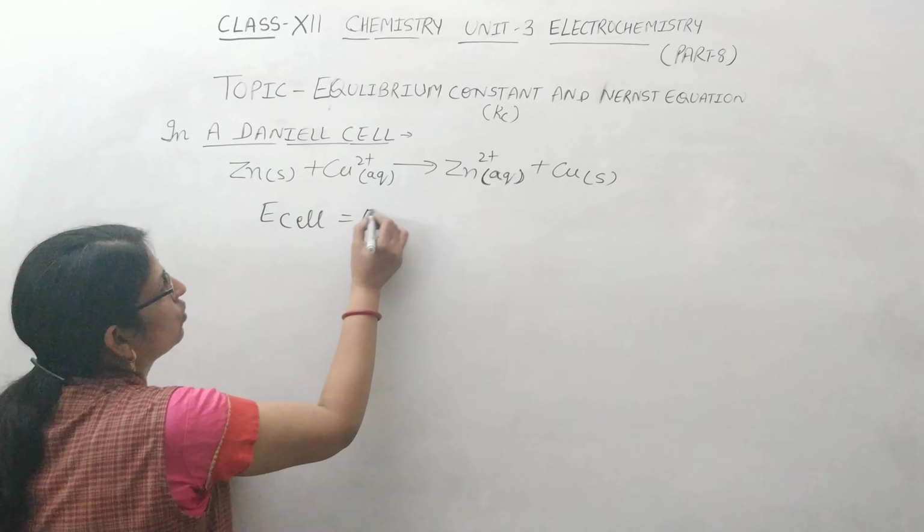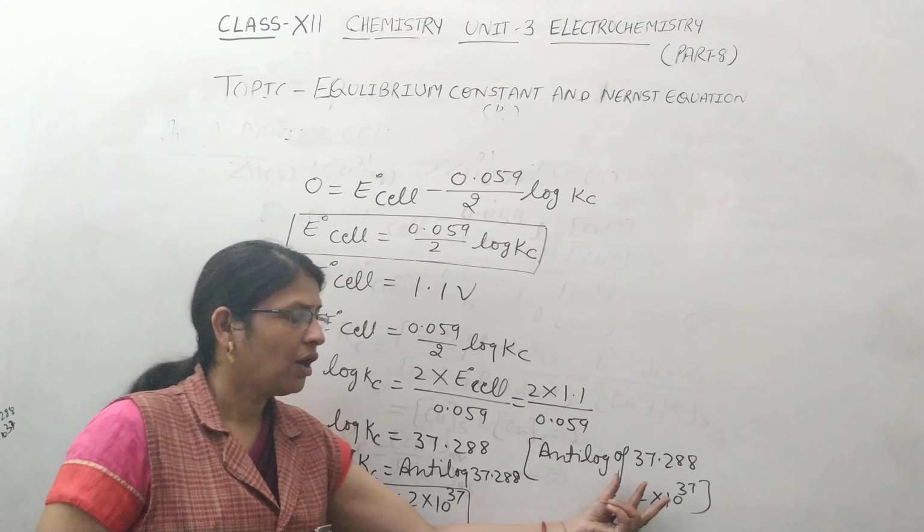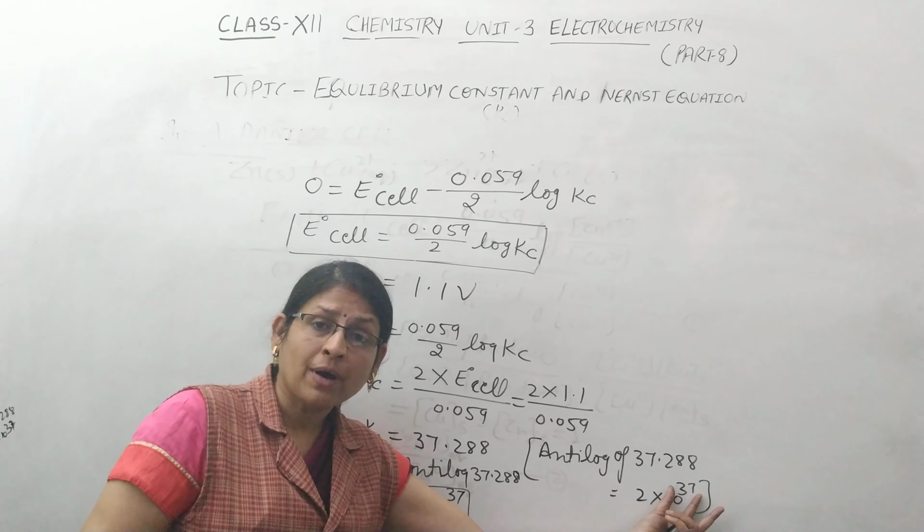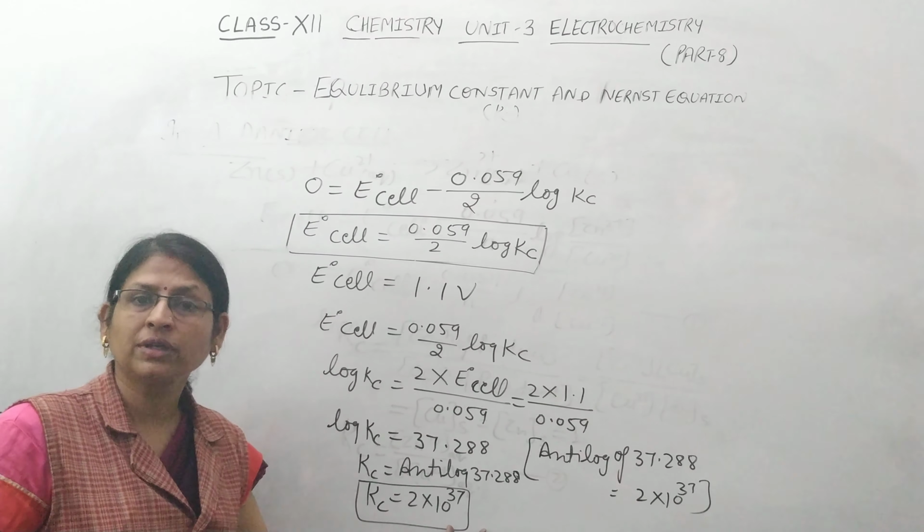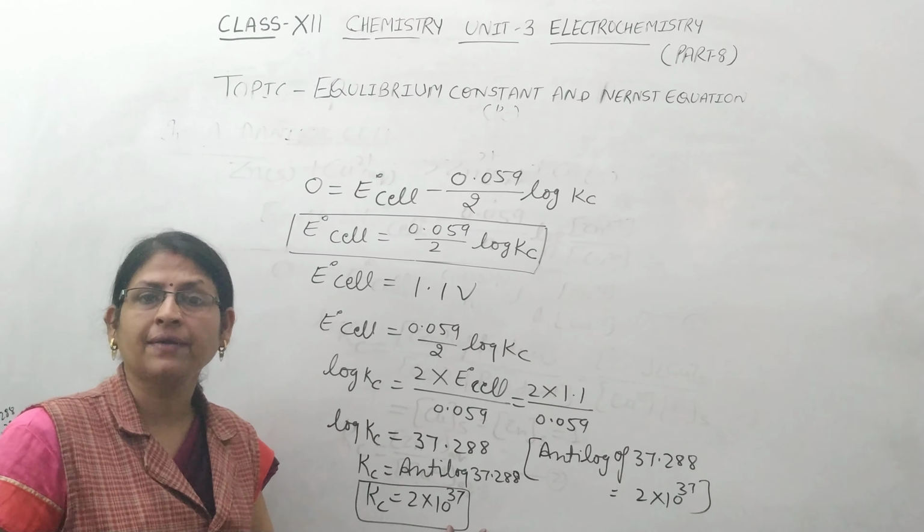So what we will do? First of all we just take this formula: E naught cell is equal to 0.059 upon 2 log Kc. We find log Kc. Okay students, so we got the Kc value from here. Log Kc is equal to 37.288. Take the anti-log for Kc. Anti-log of 37.288 is equal to 2 into 10 to the power 37. The anti-log value is given to you in your numerical, so you can write it down here.